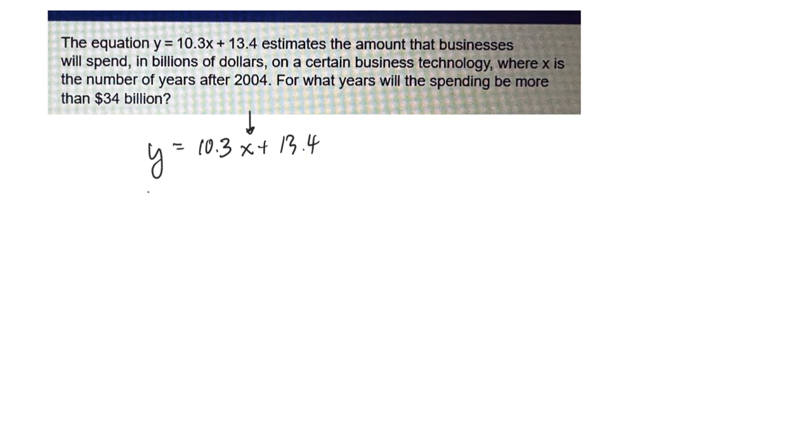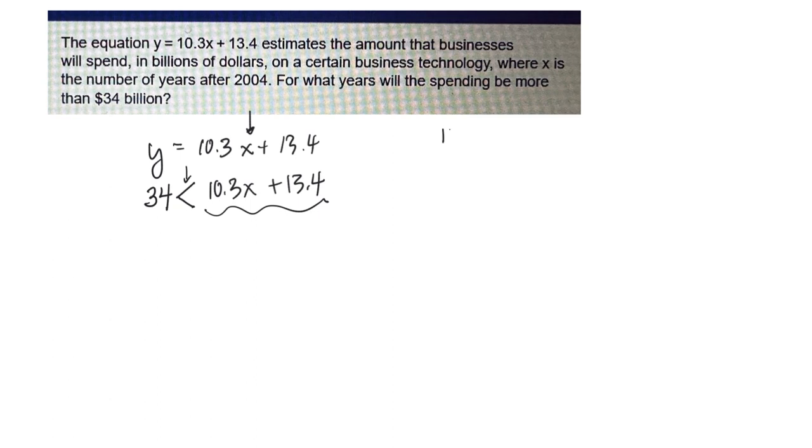So this is 34 billion, and is equal to 10.3x plus 13.4. But I wonder, with that equal sign there, they say will the spending be more than 34 billion. So when will this be greater than 34 billion? So I think I need to put in there that the stuff on the right has to be bigger than 34 billion.